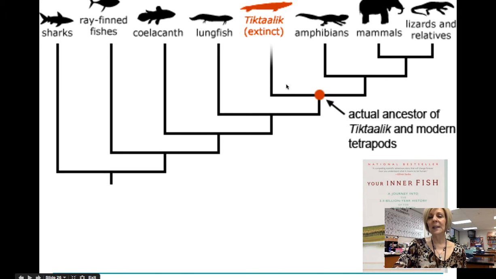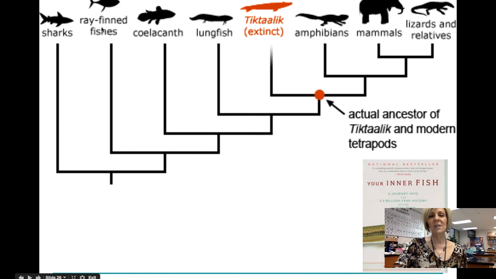Tiktaalik is the fossil that he found, and it really is an important link between the evolution of more aquatic organisms and land organisms. You can see this is pretty much going from more primitive to more advanced. So sharks have a backbone. They are vertebrates, but their backbone is cartilaginous.